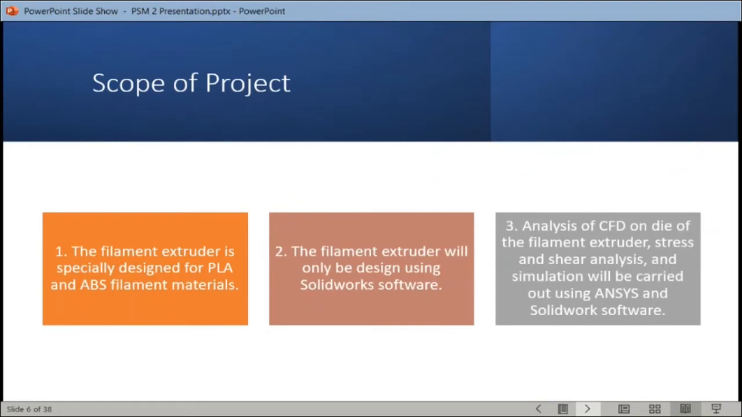For the scope of the project, the filament extruder is especially designed for PLA and ABS filament materials. The filament extruder will only be designed using SolidWorks software. Computational fluid dynamics or CFD analysis on the die of the filament extruder, stress and shear analysis, and simulation will be carried out using ANSYS and SolidWorks software.